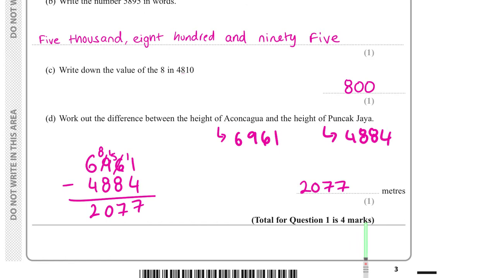Now, just to clarify, if it's a 1 mark question, you do not need to show working out. If it's 2 marks, you need to show it. If it's 3 marks, you need to show it. If it's 1 mark, you do not need to show it. However, it is good practice to show what you're writing in either your calculator or your working out. So if you were to write 6961, and then you wrote minus here, this is showing your working out. It's showing what you're putting into your calculator. Okay, so that's the first question done. 4 marks.